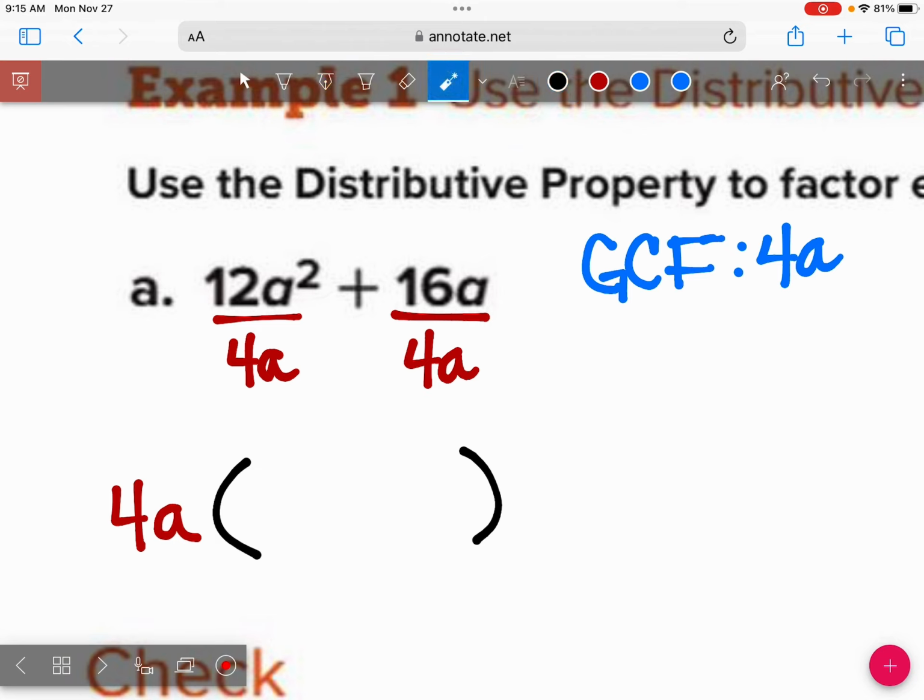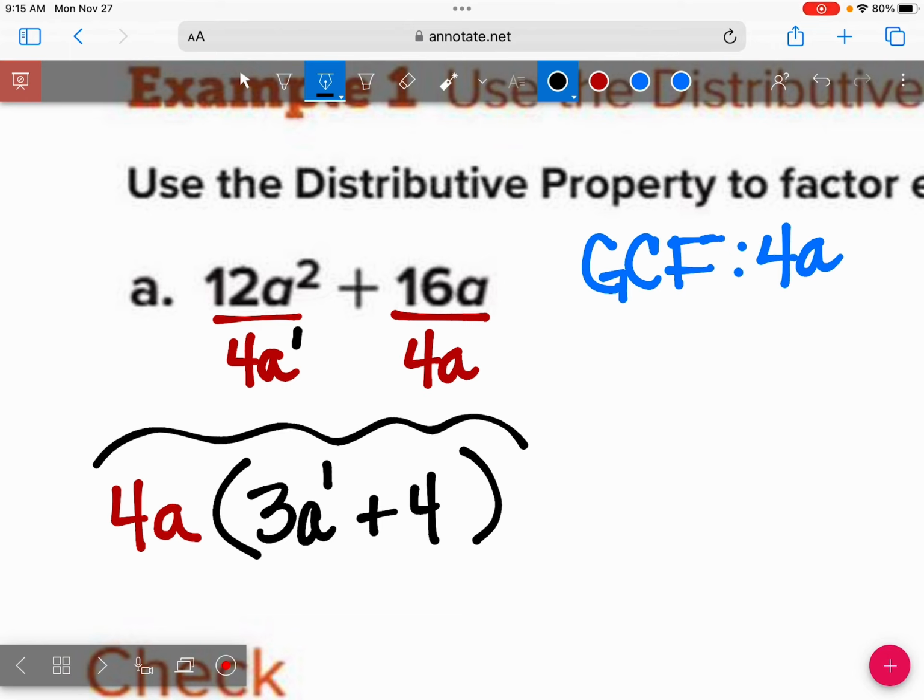So pick up your calculators. Take 12 divided by 4. So 12 divided by 4 is 3. And you're subtracting your exponents. So 2 upstairs, 1 downstairs. 2 minus 1 is 1. So you have 3a to the first. Carry down the addition sign. 16 divided by 4 is 4. When you subtract the a's, you don't have any left. So this would be your answer.